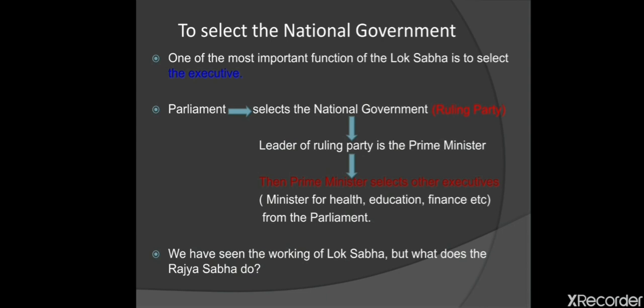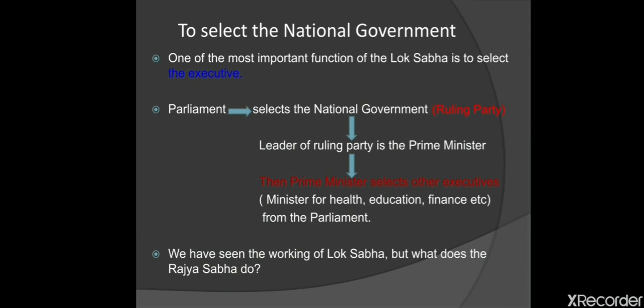Then the prime minister selects other executives. You know that the prime minister chooses his council of ministers, so he selects other executives like the Minister for Health, Education, Finance, etc. from the Parliament. So now we have seen the working of Lok Sabha.